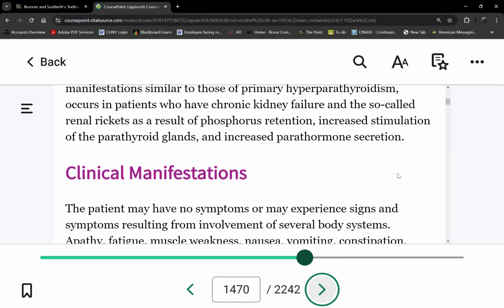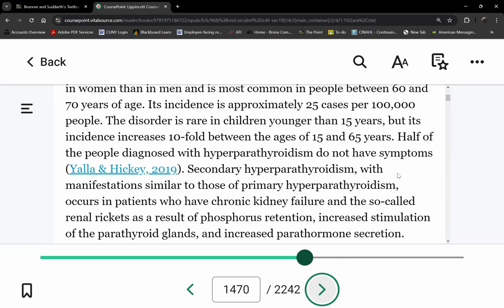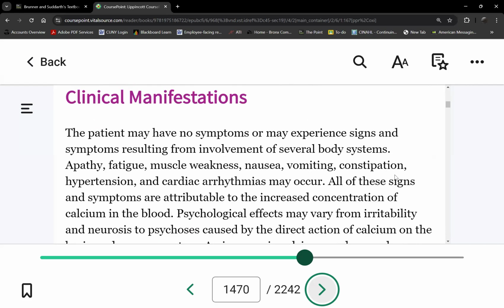Simple as that. What is the normal range of your serum calcium? 9 to, well, not really 11, 9 to 10 point something. Yeah, I think it's 10.5 or 10.2, something like that. All right.